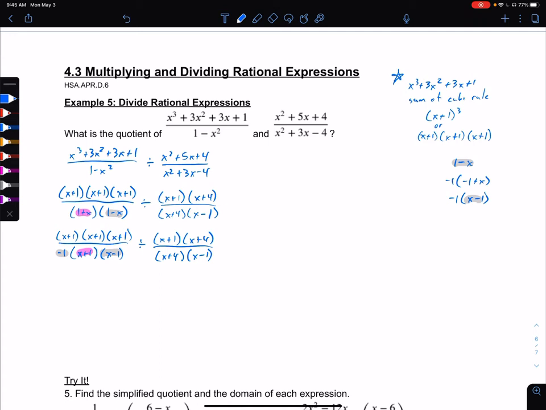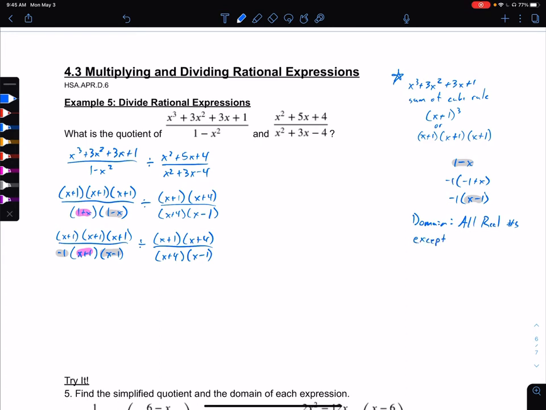Okay, so next part of this, we need to look at domain. Domain is important at multiple steps because things are going to change. So the domain is going to be all real numbers. Remember, always look at your domain once you're done factoring. So all real numbers except.